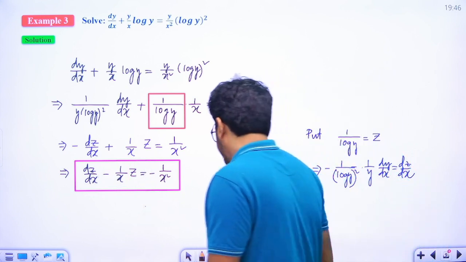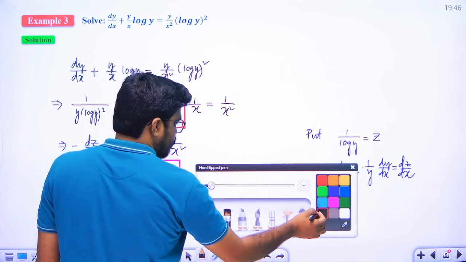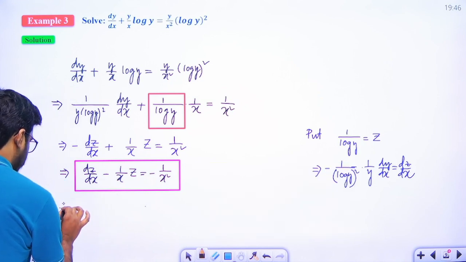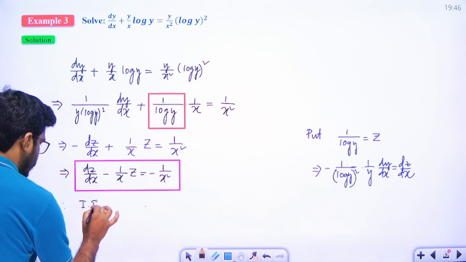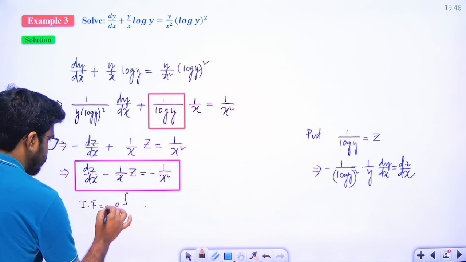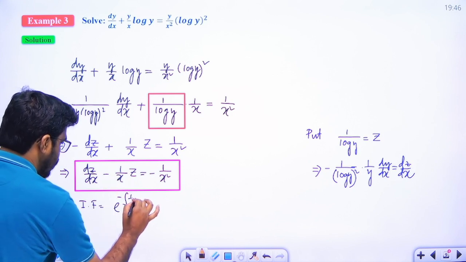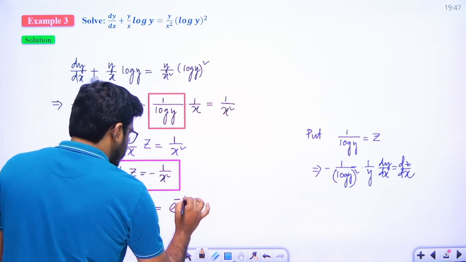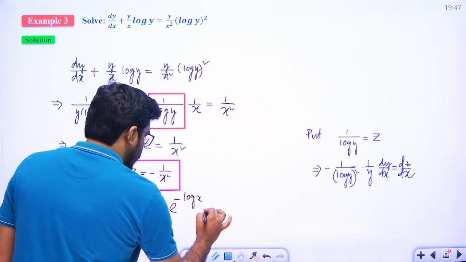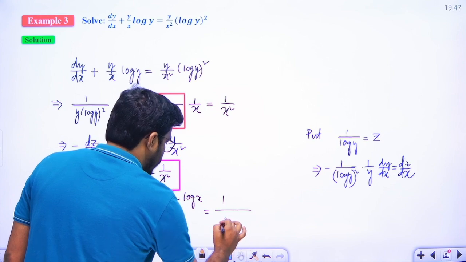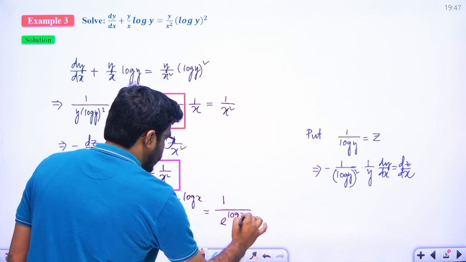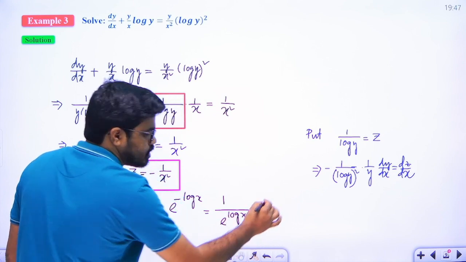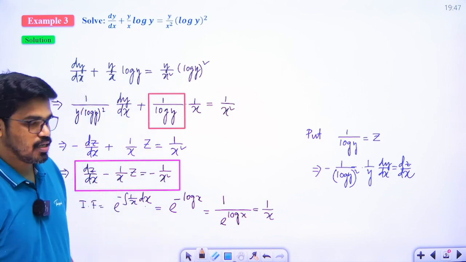So the integrating factor is e to the power integration of p, what is p? P is minus 1 by x dx, so this equals e to the power minus log x, that means 1 by e to the power log x, that means 1 by x. So this is the integrating factor.